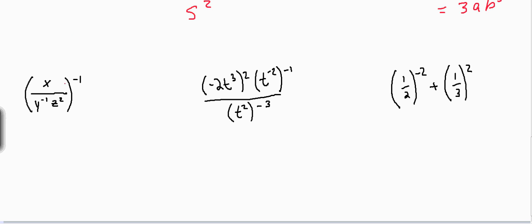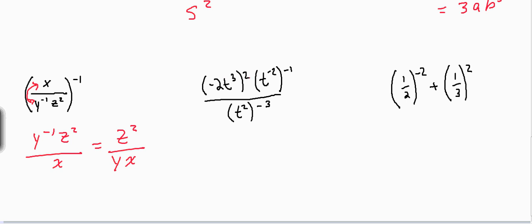And my last three, anything raised to the negative 1, I just flip-flop my numerator and my denominator. So I have y to the negative 1, z squared all over x. Now I have a negative power here, so I'm going to get rid of that, move that to the denominator, so I have z squared over yx.